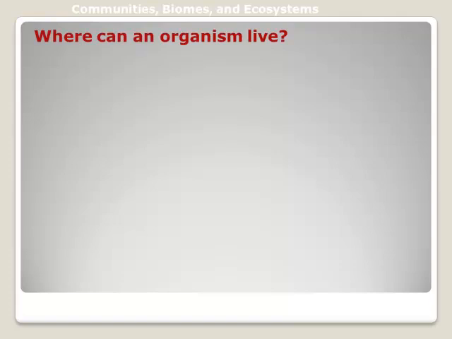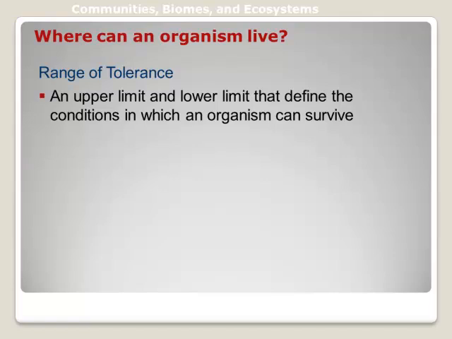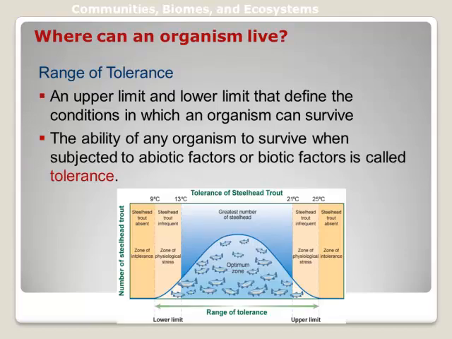Now, these limiting factors affect where organisms can live. Where an organism can live is called its range of tolerance. We usually have an upper and a lower limit. It looks like a standard bell curve. I'm going to reference the figure that is on page 61 of your book.